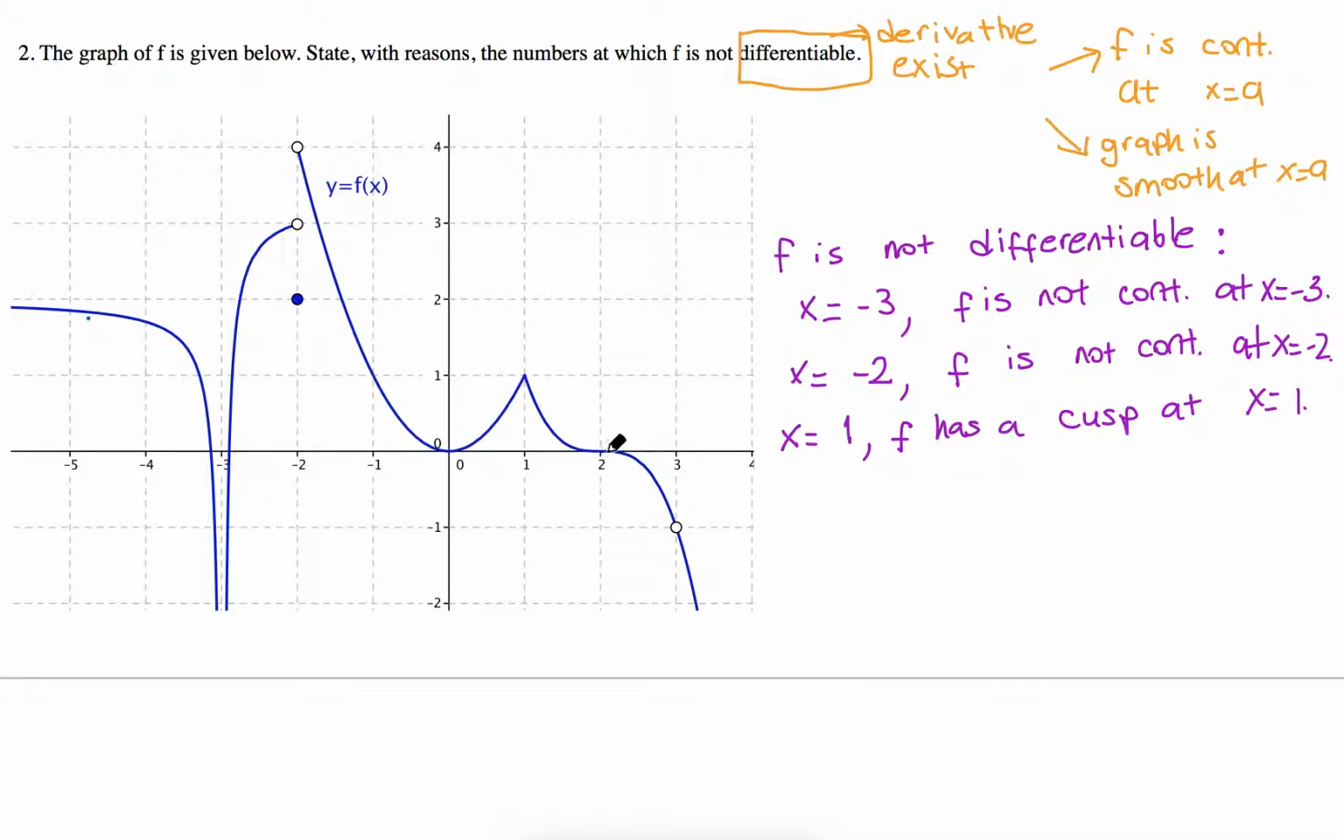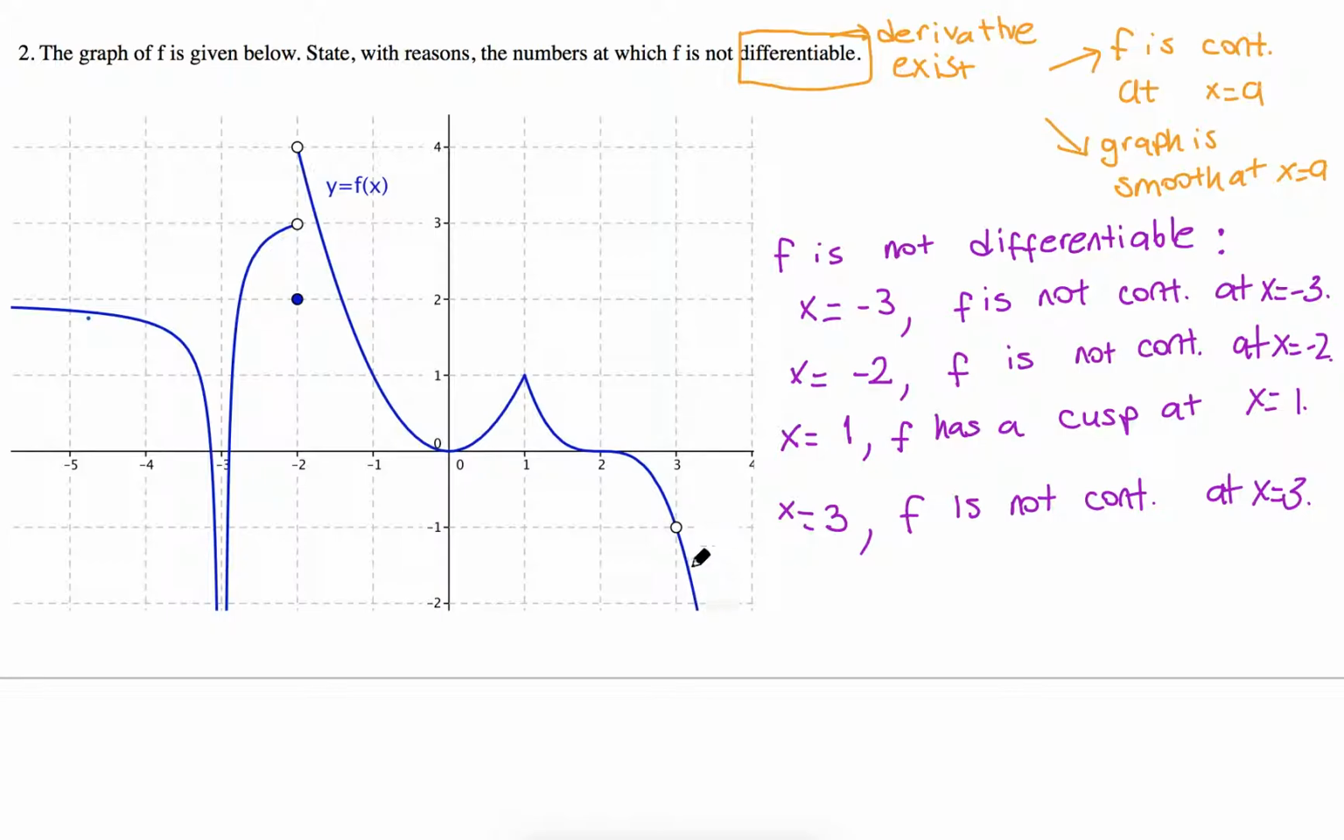Nice and smooth, it's almost flat here, then it keeps going down, and then here there's a hole in the graph. That means our function is not continuous at 3, so we have a problem with the derivative. Okay, so derivative does not exist at x equals 3, and the reason for that is, again, the first condition fails. F is not continuous at x equals 3.